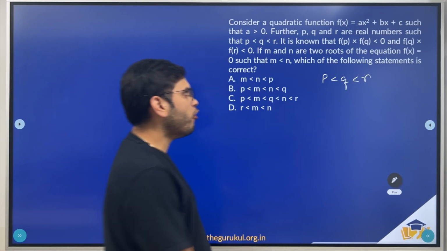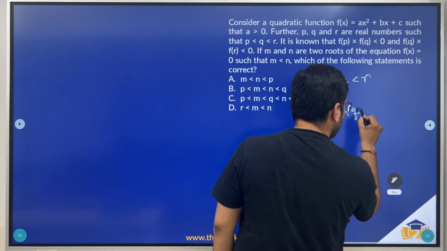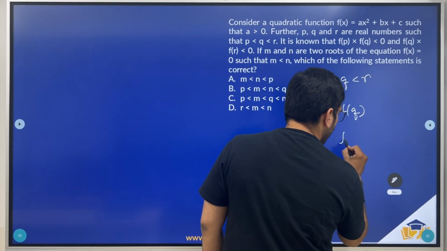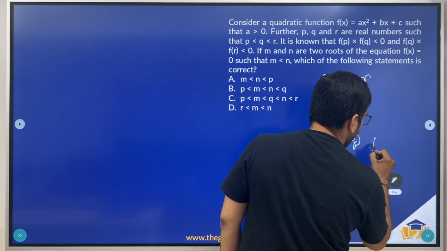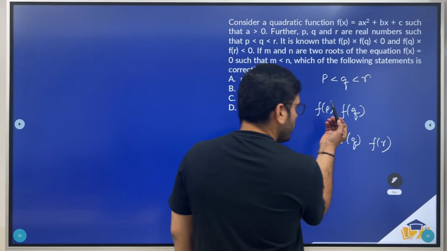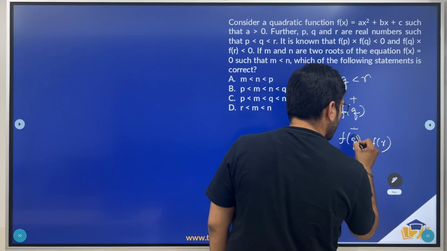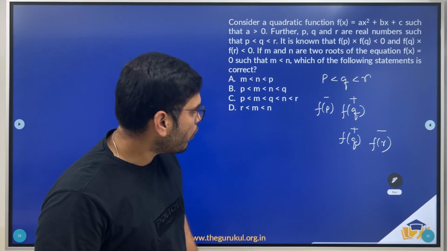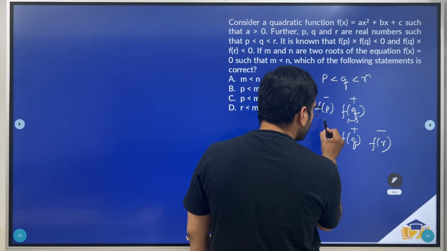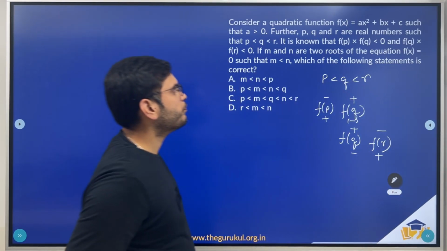It is known that f of p into f of q is less than 0, and also f of q into f of r is less than 0. Now this is possible, right? So when f of p is negative, f of q is positive, and f of r is negative, or f of q can be negative, f of p should be positive, and f of r should be positive.